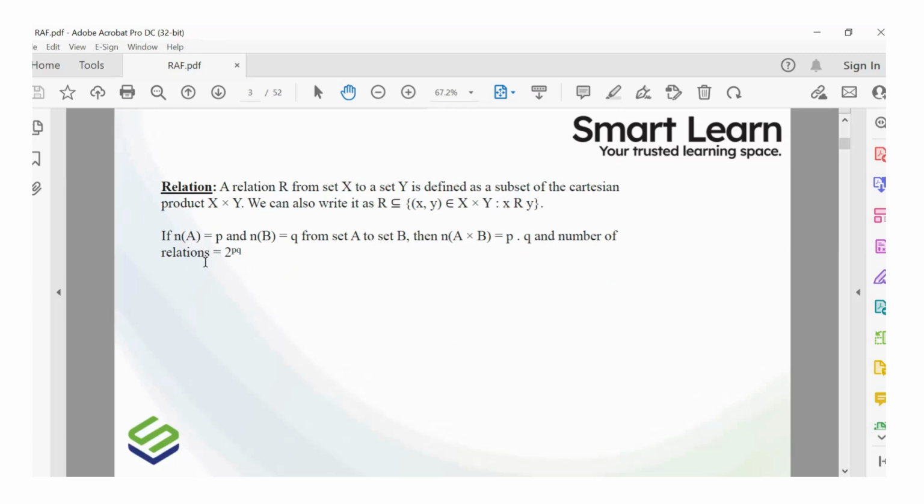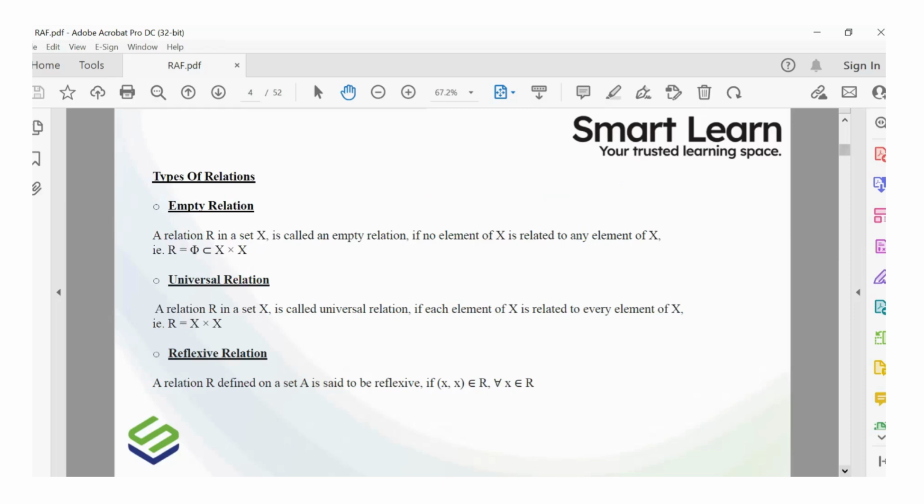Then how many relations are there? The number of relations will be 2 raised to pq, where p is the number of elements of A and q is the number of elements of B. Then the empty relation and the universal relation. Children, do you know what an empty relation is? No element of X is related to any element of X. Universal relation means every element of X is related to every element of X.